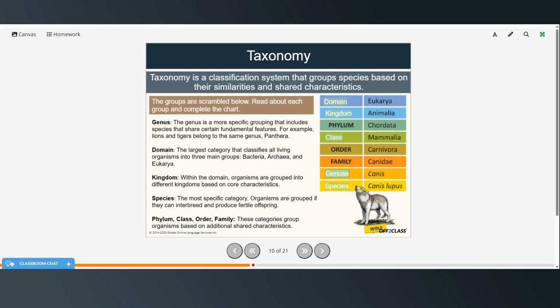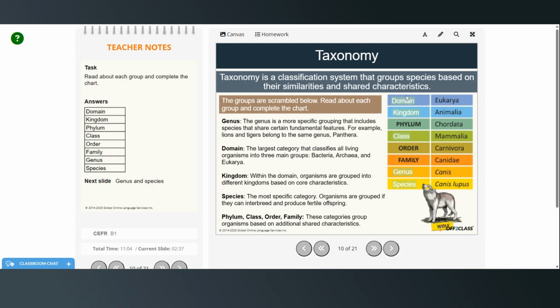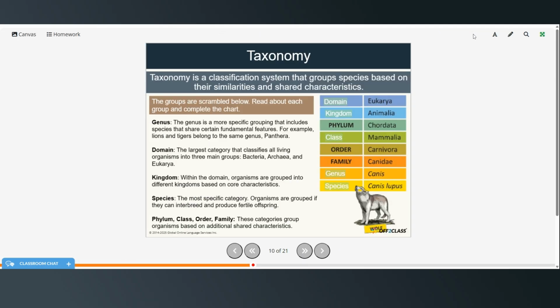There's no E on genus. Okay, so I'm going to check to make sure those are correct. So domain, kingdom, phylum, class, order, family, genus, and species. Yes. Okay.